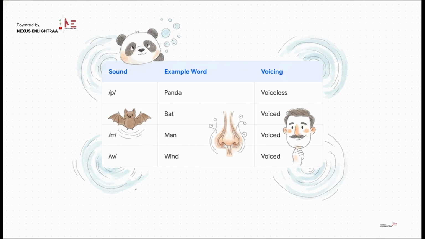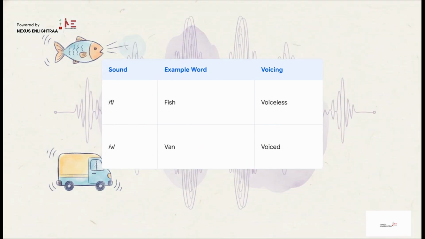Please repeat after me. The very first sound is voiceless, it's just air. P, panda, p. The second sound is voiced. Feel that vibration in your throat. B, bat, b. The third sound is a nasal sound, and it's also voiced. M, man, m. And the fourth sound uses rounded lips and is voiced. W, wind, w. All right, now gently rest your upper teeth on your lower lip.